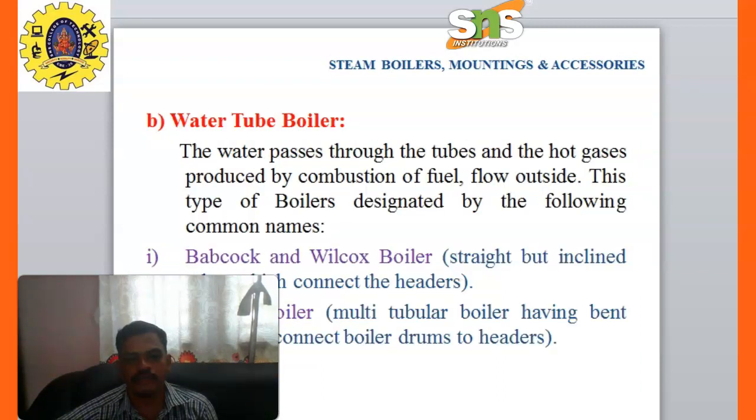The second one is the water tube boiler. The water passes through the tubes and the hot gases produced by the combustion of fuel flow outside. This type of boiler is designated by the following common names: Babcock and Wilcox boiler, with straight but inclined tubes with cross headers; Stirling boiler, a multi-tubular boiler having bent tubes that connect the boiler drums to headers.